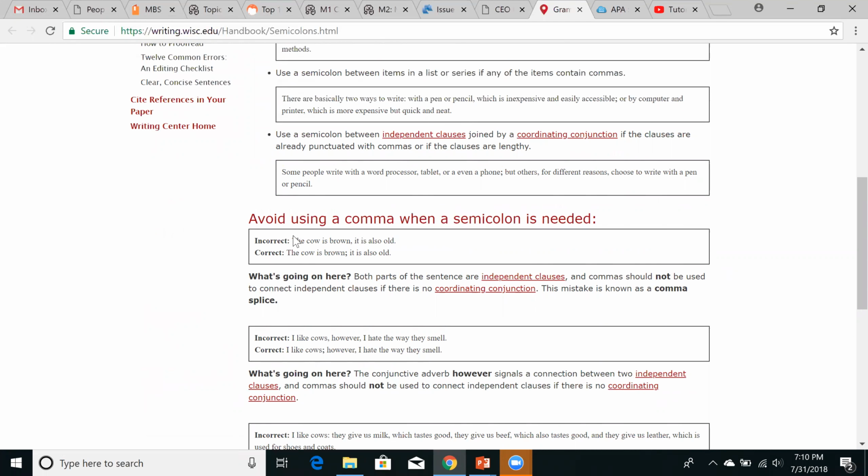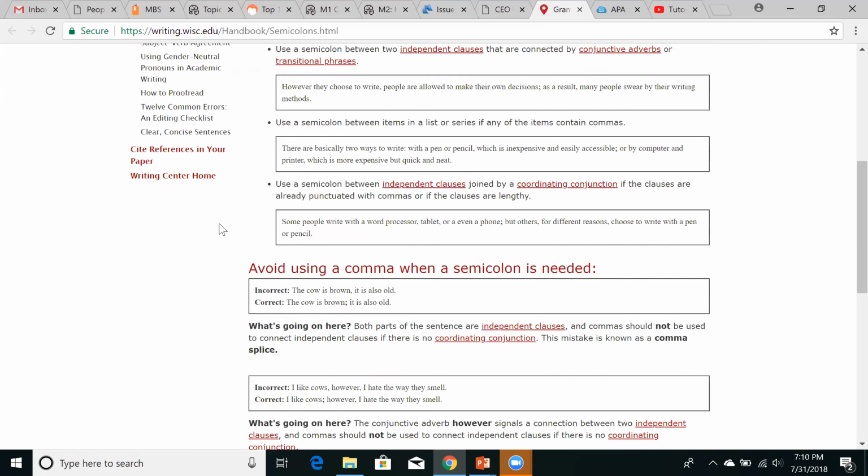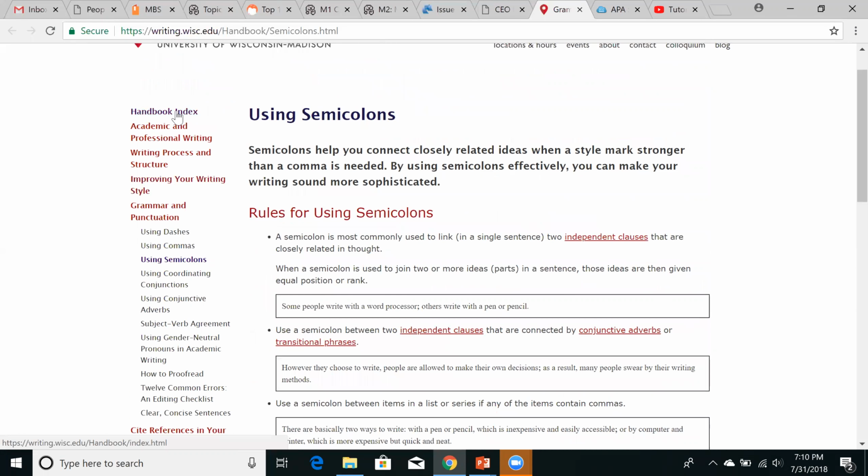So here's a good description of not using a comma when a semicolon is needed. Instead of saying "The cow is brown, it is also old," you have to use the semicolon, because here we have independent clauses connected by a semicolon. This is the comma splice, the incorrect version here.